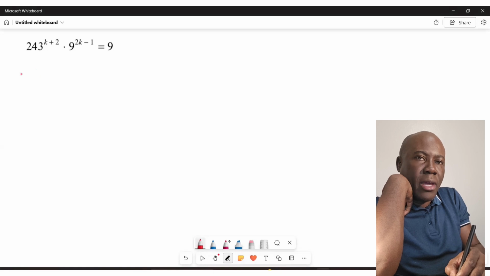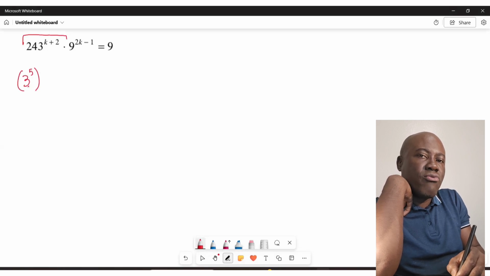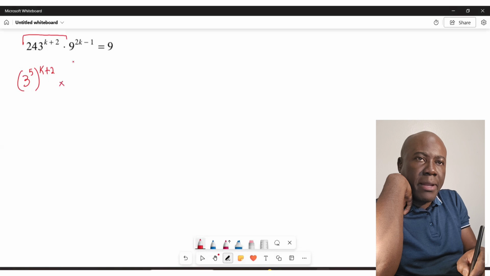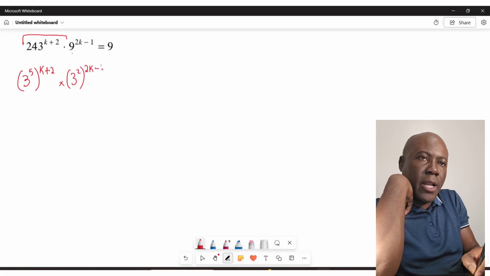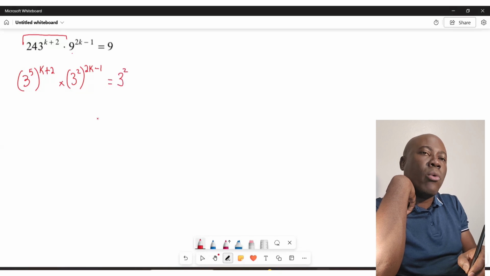So we're going to say this part is 3 raised to the 5th power. I'm just rewriting this. 3 raised to the 5th power gives us 243, and then we have k plus 2 right here, and then we're multiplying this by 3 raised to the 2nd, which gives us 9, and then here we have 2k minus 1, and out here we have 3 raised to the 2nd power.